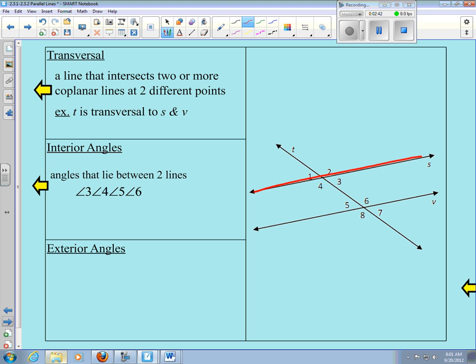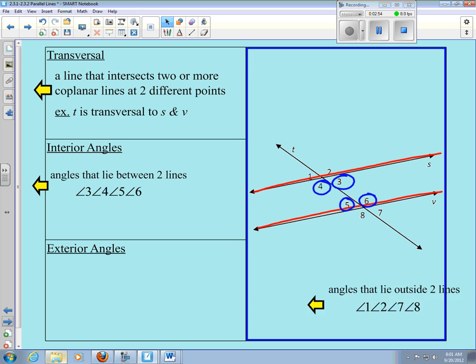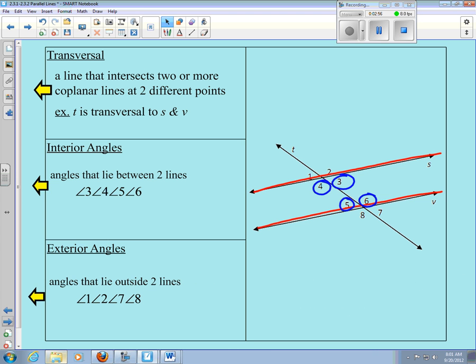So that creates a bunch of angles for us, and interior angles are angles that lie between two lines. So if we look here, we have our two parallel lines. So we have interior angles 4, 3, 5, and 6, because they lie on the inside of those two parallel lines. And just like we have interior, we have exterior. Exterior angles are angles that lie outside of the lines. So 1, 2, 8, and 7 are on the outside of those parallel lines.